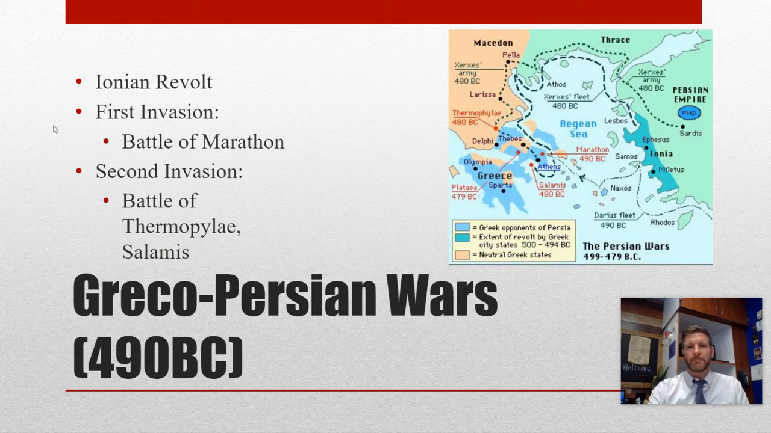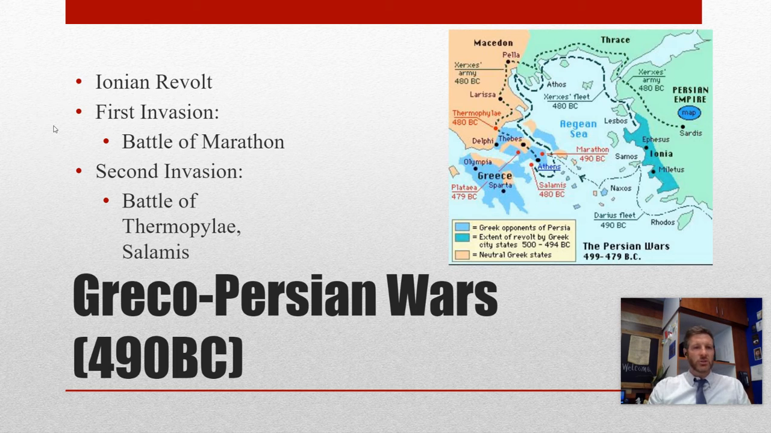Let's dive right in. Okay, so here we have a summary of the three parts of this lecture and the way that I'm organizing the war. The first is going to be on the Ionian Revolt, and we'll talk about what that is. Then there was a first invasion that involves the Battle of Marathon, and then a second invasion that involves the battles of Thermopylae and Salamis primarily.